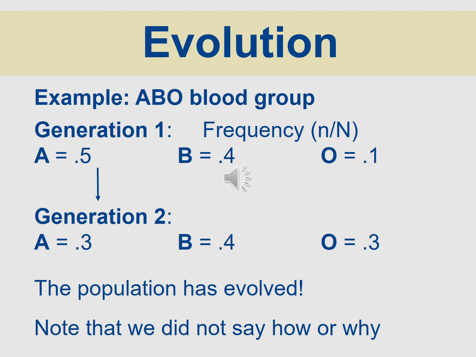50% of the individuals sampled have the A allele. 40% have the B allele, and only 10% have the O allele. Remember, the O is recessive. You need to have 2 copies to express the recessive trait.